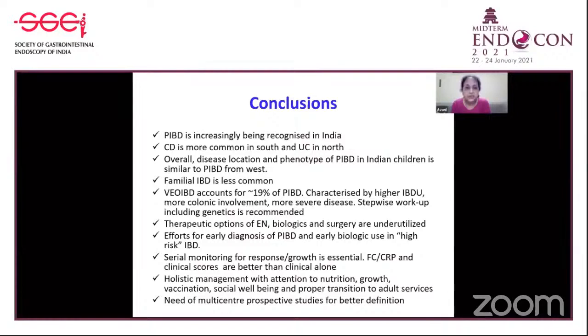A holistic management of the children with PIBD is essential, with attention to nutrition, growth, vaccination, social well-being, and a proper transition to the adult services when they reach around 18 to 20 years of age. And there's a very strong need of multicentric prospective studies for better definition of PIBD in our country.